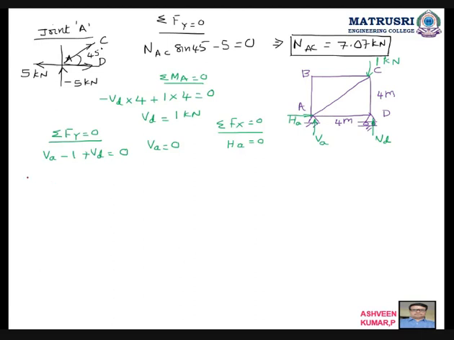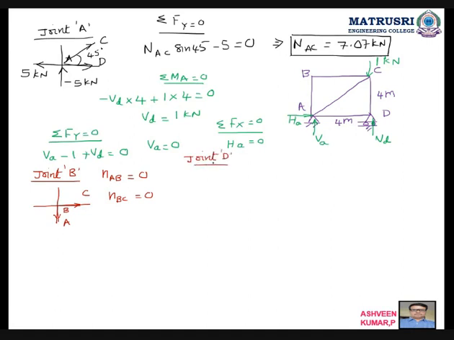So joint B I'll take. Same joint B. Here, BC. So nothing is there. If you want, you can write directly. N AB is equal to 0. Then N BC is equal to 0. Sigma F of x, sigma F of y. Same.